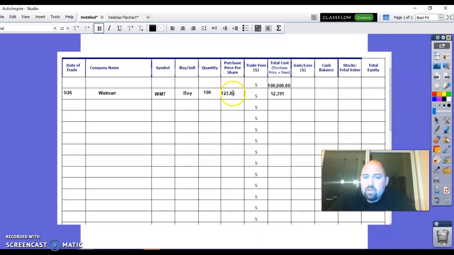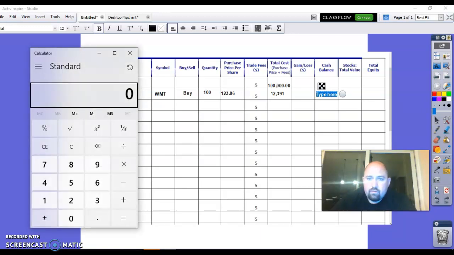Okay. If this goes up, let's say $1 to 124.86, you would multiply that by 100, and you would have gained $100. If it dropped to 122.86 and 100 shares, you would have lost $100. So that's how this works. And you just take the decimal amounts, or the total amount of dollars per share and how much more or less each day. That's your gain or loss. Okay. So your cash balance, well, you've just spent $12,391 out of $100,000.